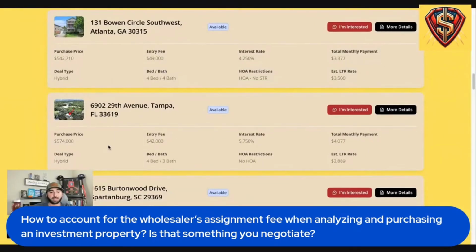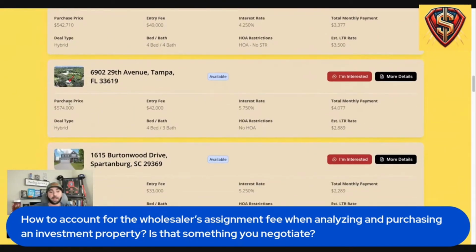What that question was asking is, if I'm buying a property at $574,000, well, I think it's a two-part question. It's how do we account for the wholesaler's assignment fee when we're analyzing deals? And I'm taking that one step further. It's very simple to say, if they're charging you a $10,000 assignment fee, that's $10,000 you account for as your entry cost. However, a lot of times you see an entry fee that says $42,000. The question is, what all does that encompass, right?